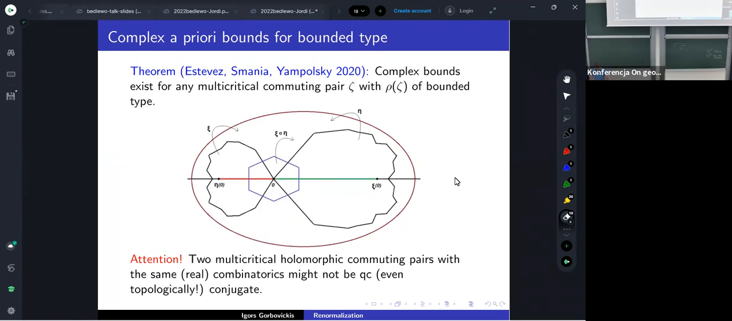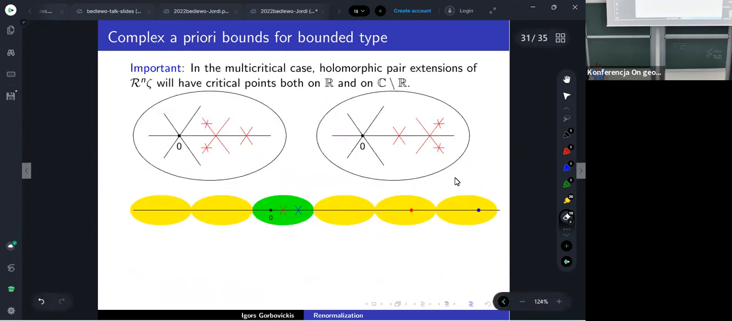And it turns out that two multicritical holomorphic commuting pairs with the same combinatorics on the real line might not even be topologically conjugate. On the next slide, I'll try to explain why. The reason is that we certainly know there are critical points on the real line, but there are also unavoidable critical points in the complex plane. So I tried to explain this on a picture.